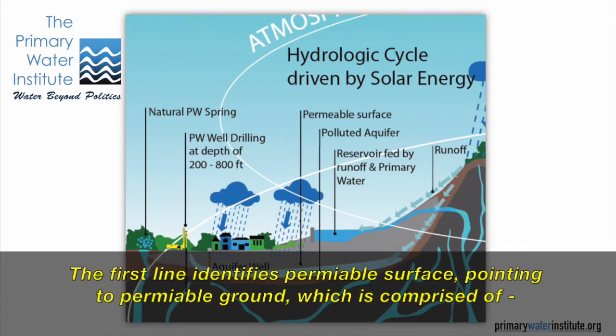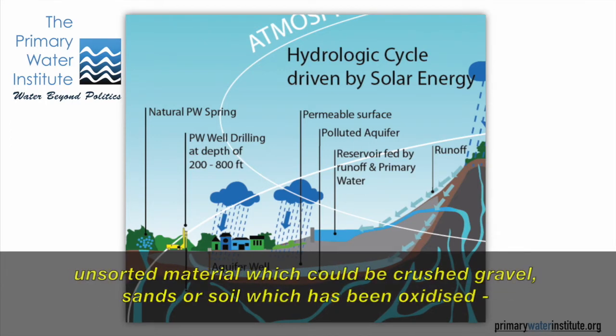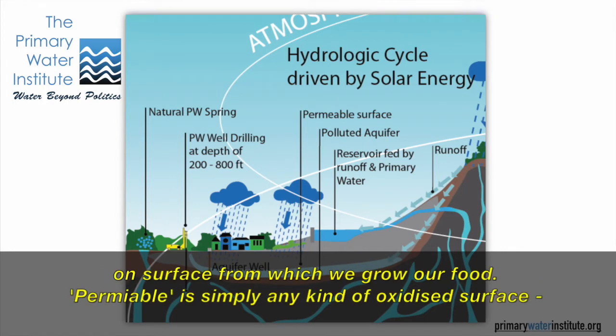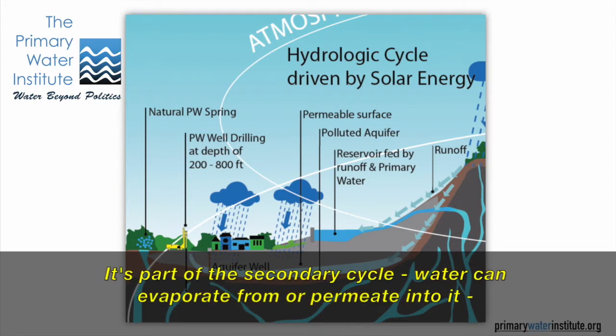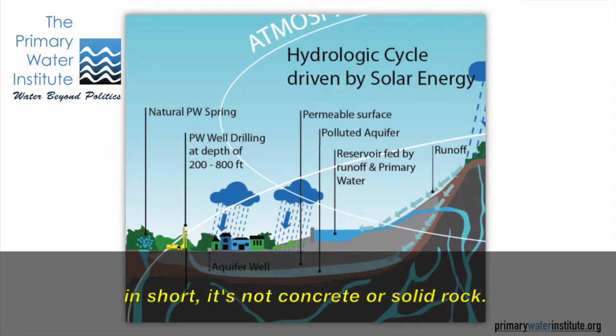The first line identifies permeable surface, pointing to permeable ground, which is comprised of unsorted material which could be crushed gravel, sands, or soil which has been oxidized on surface from which we grow our food. Permeable is simply any kind of oxidized surface into which water from the secondary cycle, water or snowmelt, can and does penetrate. It's part of the secondary cycle. Water can evaporate from or permeate into it. In short, it's not concrete or solid rock.